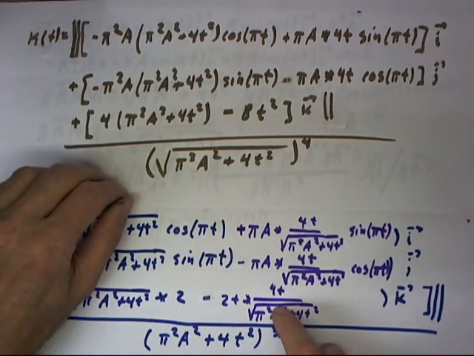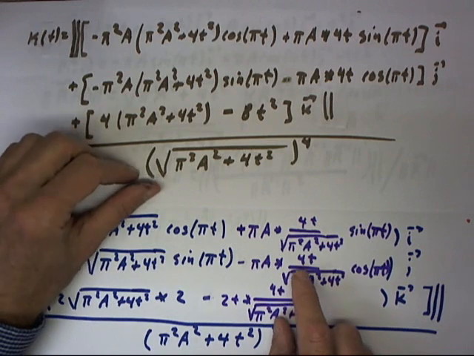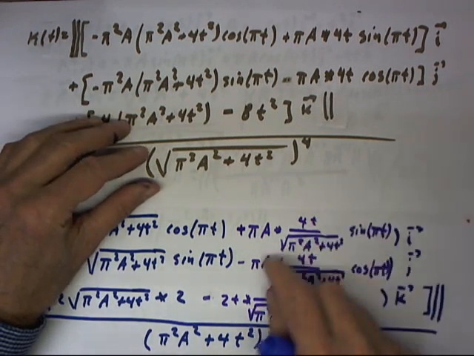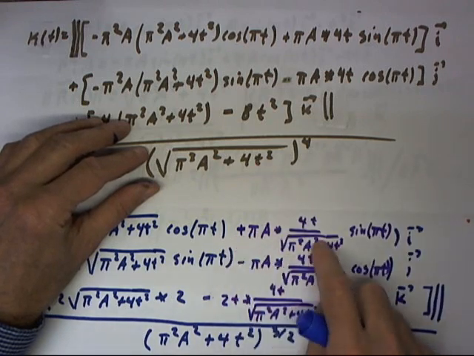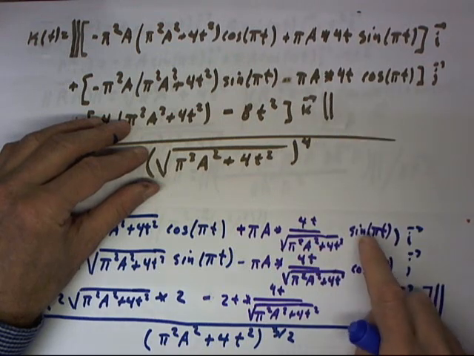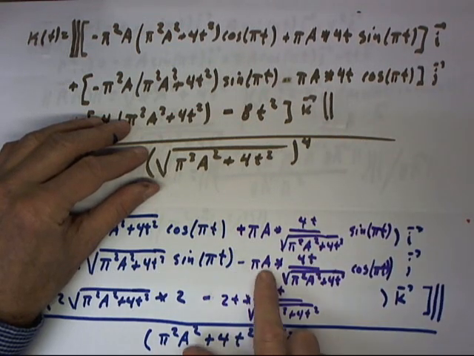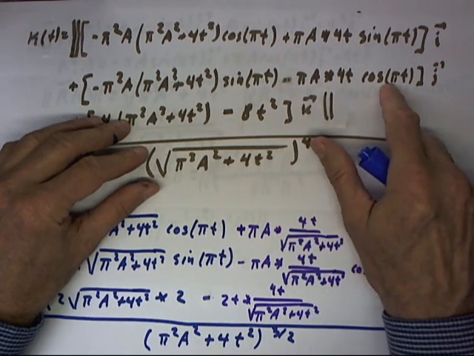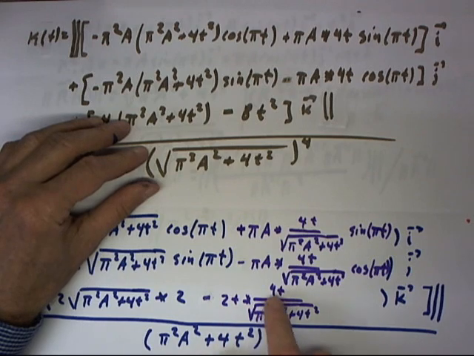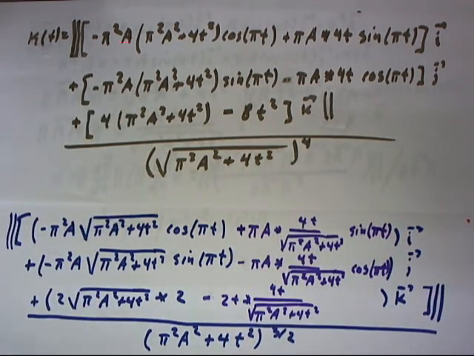Now these terms here are going to just go right on through, except that the denominator is just going to go away. And I've written it out in the same order in which it appears here: pi a times 4t times the sine of pi t, negative pi a times 4t times the cosine of pi t, and of course I've collected this one. Negative 2t times 4t is 8t squared, and that's going to contribute to the k component. So we have our expression for the curvature function.